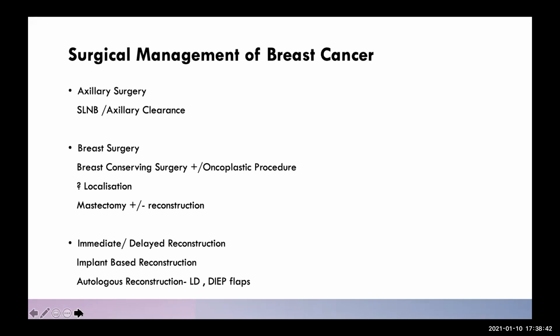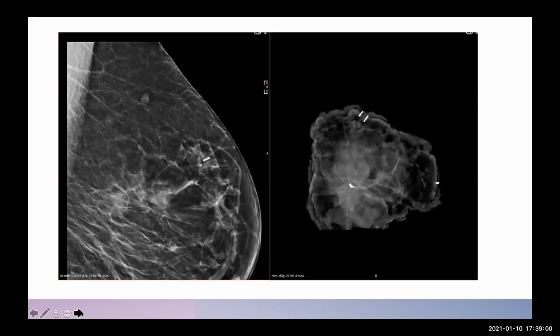And if the patient is not suitable for breast conservation, that means they need to have a mastectomy. Can they have reconstruction? If they can have reconstruction, should we offer them immediate or delayed reconstruction? And if they opt for a reconstruction, what kind of reconstruction can we offer?